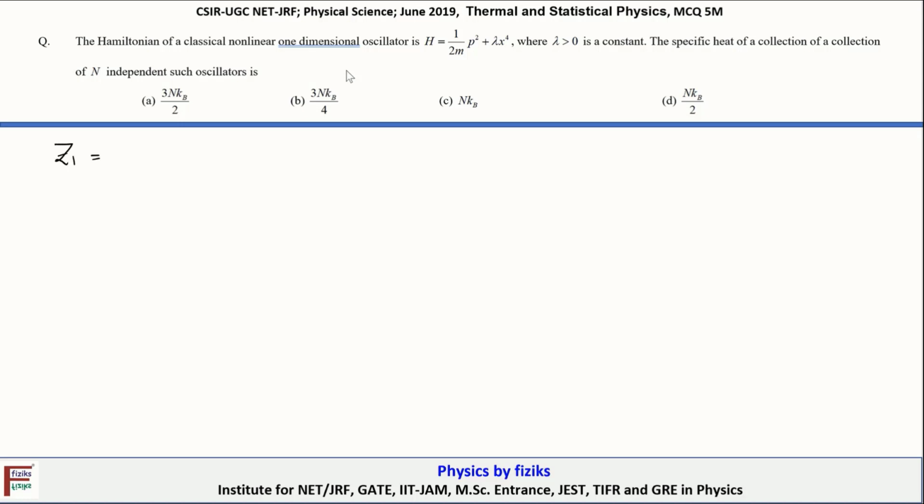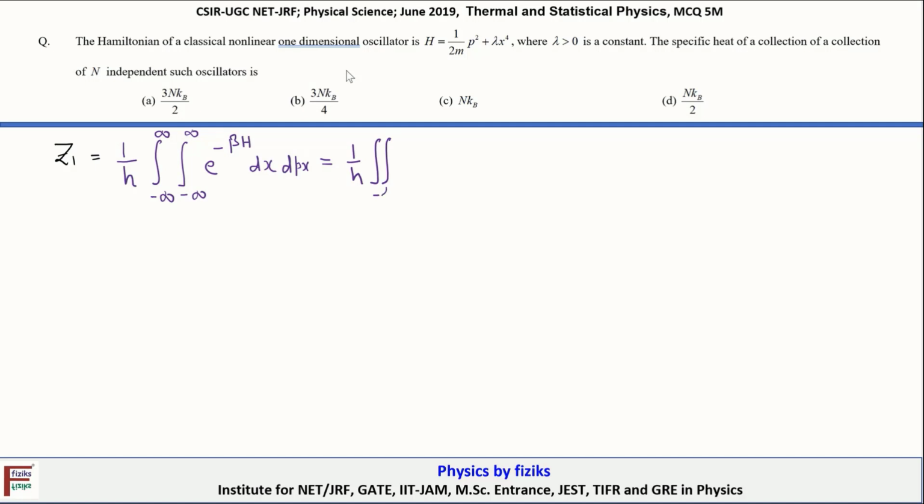So for a single oscillator, the partition function Z1 is equal to, because it's a single oscillator in one dimension, 1 by h, and then integral from minus infinity to infinity. This is one integral for the space coordinate and another one for the momentum coordinate. Then exponential minus beta H, where H is the energy of the oscillator, dx dpx. Further, when you substitute the value of the Hamiltonian, this is equal to 1 by h.